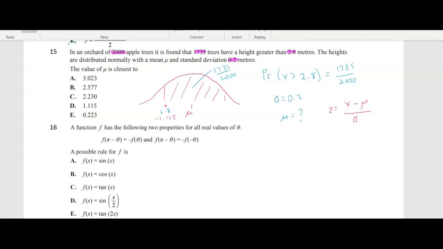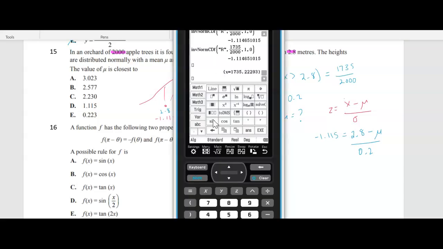All right, so let's put our values in. Z being our standard score, which we just calculated, so negative 1.115. Just make sure that when you put it into the calculator, you don't use the rounded version. X is 2.8 minus the mean, which is what we're solving for, over the standard deviation, which is 0.2. So we just plug that all into the calculator. All right, so we can go to solve, and I'm going to drag that answer down.